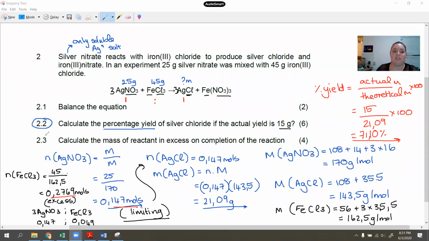So my challenge to you at the end of this lesson is to please go and calculate the mass of the reactant in excess on completion of the reaction. So I effectively want to know, we've just worked out that iron chloride, there was too much of it. I now want to know what mass of it there was too much by. So how much of it did we have that was too much?